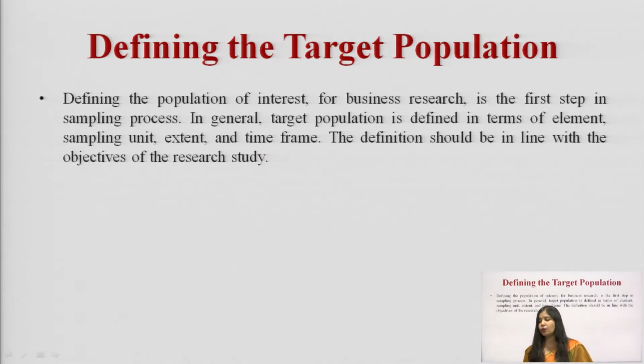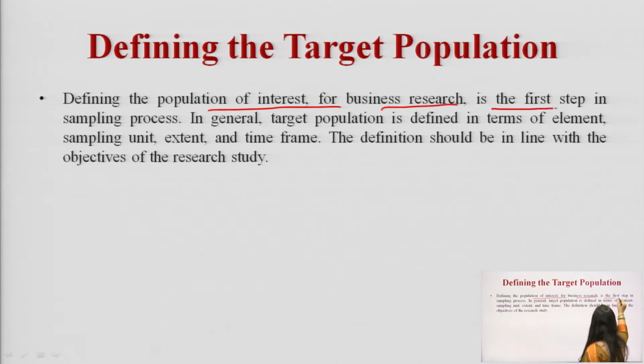We start with the first step, defining the target population. So, how will you define your target population? First of all, we have to understand what our research objective is, what we are trying to achieve. On that basis you can understand your target population. Defining the population is important for business research and it is the first step of the sampling process.